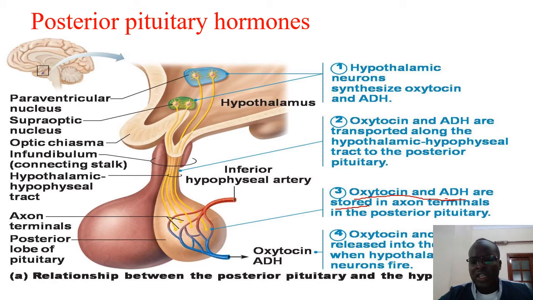Then the oxytocin and the ADH are released into the blood when hypothalamic neurons fire. When these hypothalamic neurons fire, the two neurons that are projecting from the supraoptic and the paraventricular nucleus, when they fire an action potential, it will be propagated towards the axon terminal. That will cause influx of calcium, and that calcium will facilitate exocytosis of the two hormones, oxytocin and ADH.